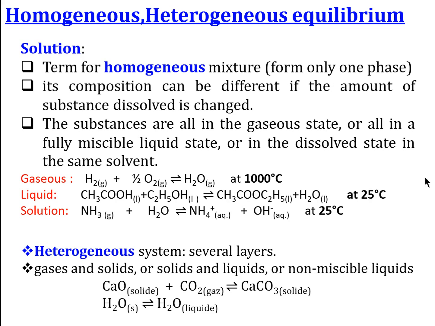The heterogeneous system: in the heterogeneous system, we have more than one layer. For example, CaO solid plus CO2 gas gives CaCO3 solid. We can distinguish between the two layers, between the solid and the gas, so this system is heterogeneous. Or if you have ice that melts to liquid, you can distinguish between the ice and the liquid. You have two layers, so this system is heterogeneous.